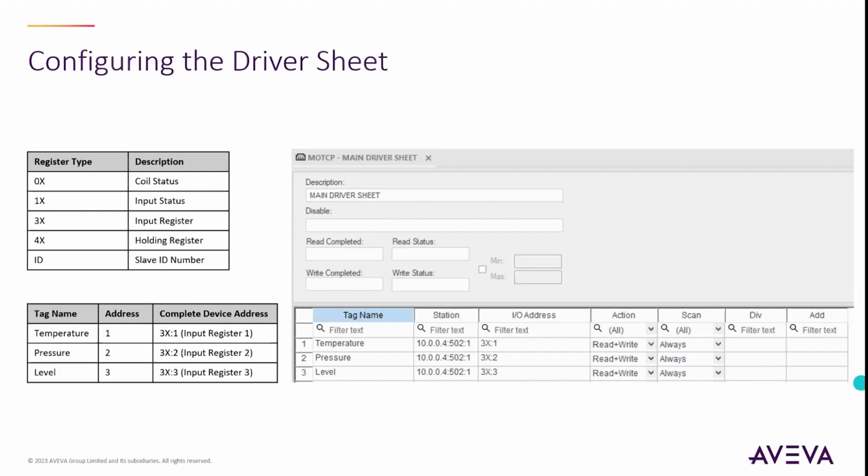In order to configure the driver sheet with Modbus, you first need to determine the register type, and then you associate each tag with its device address. For example, I have 3 tags here. If we take a look at my temperature tag, it's the input register, so that indicates it's the 3x, and the address associated is 1. So in my IO address for temperature, I would type 3x:1.